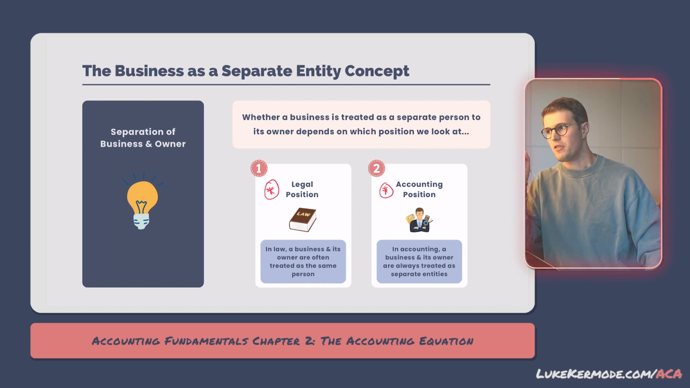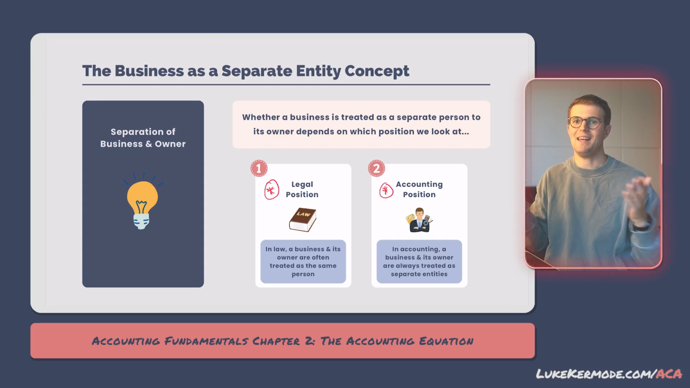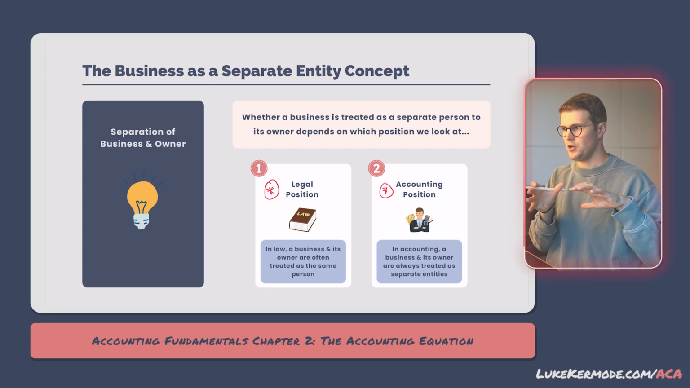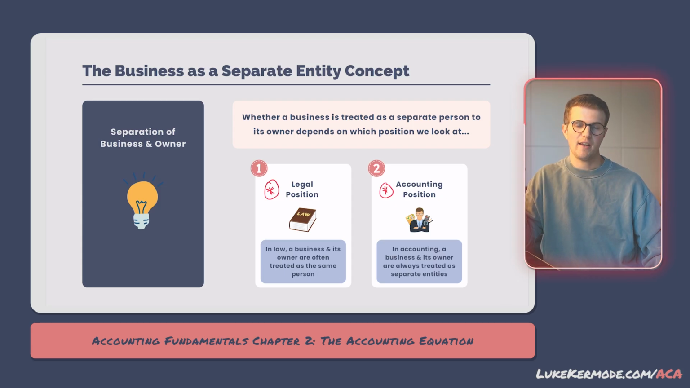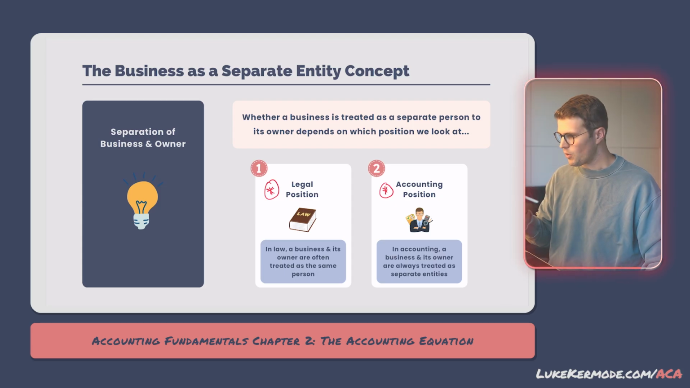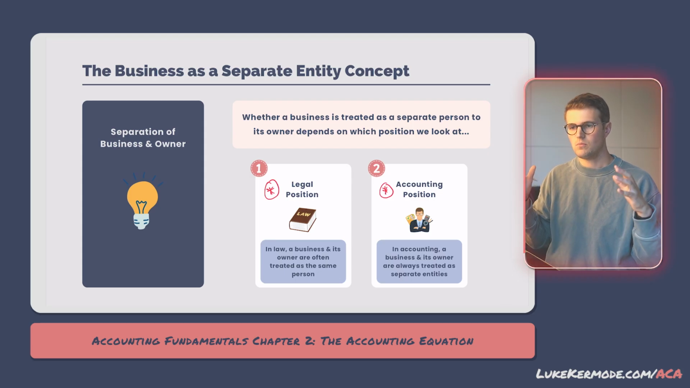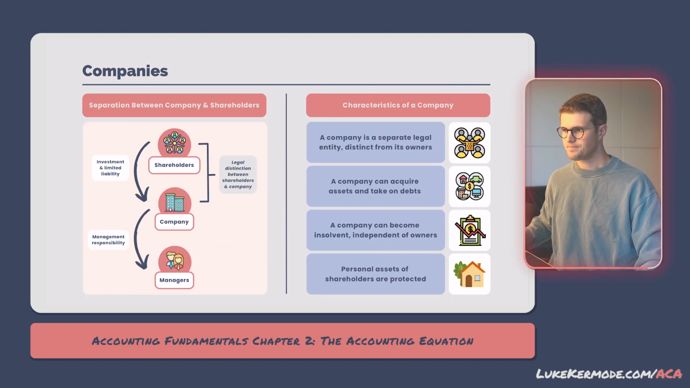The objective of the business entity concept is to keep business and personal spending completely separate. This principle is key to producing clear and reliable financial information which shows the financial position of the business by itself and not mixing it with the personal finances of the owner. So while the legal view may say that the owner and the business are one, they're the same person, the accounting view says that there are two separate entities.